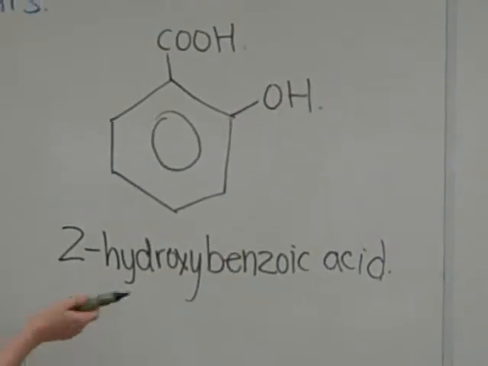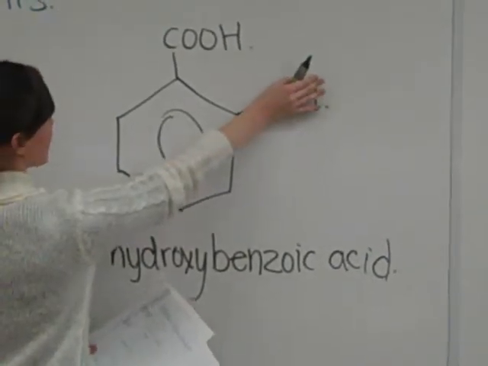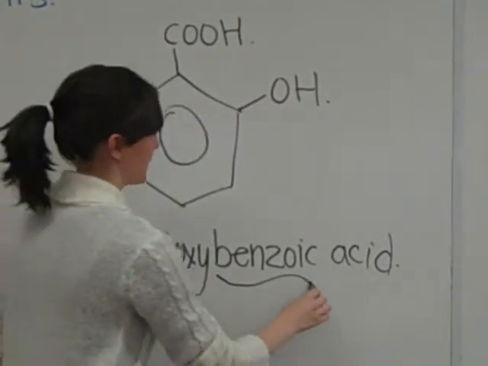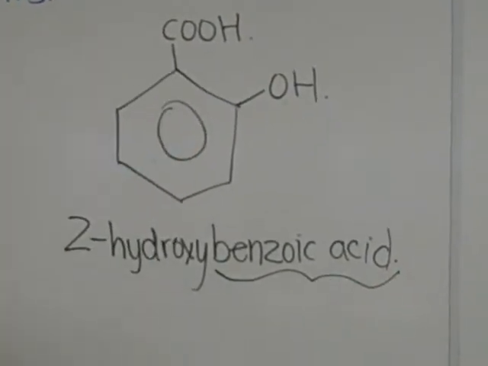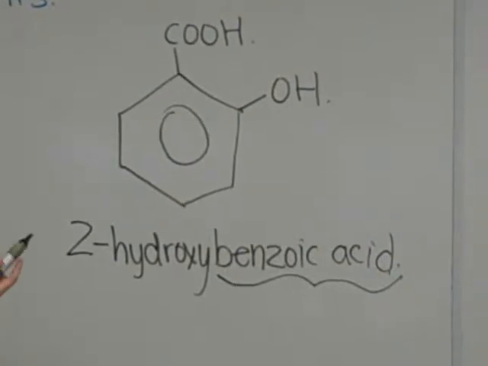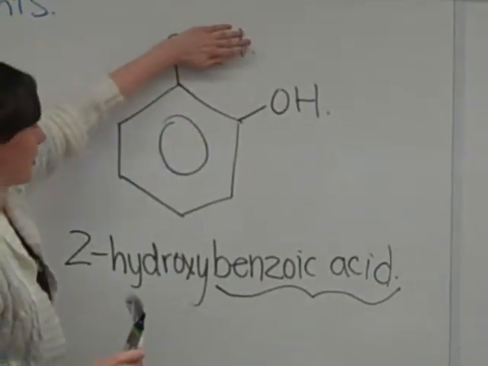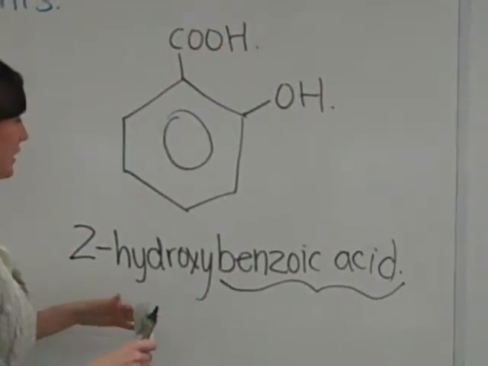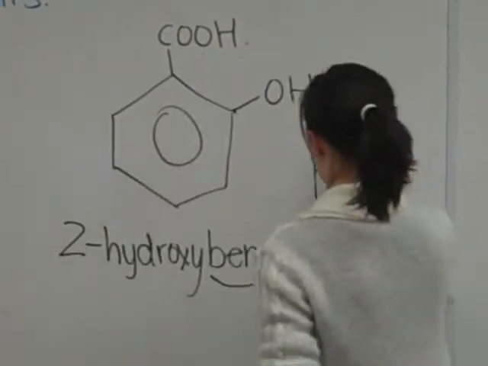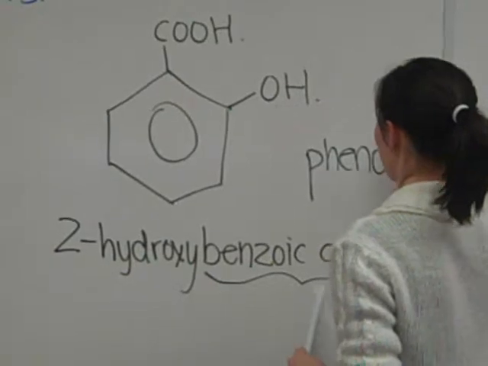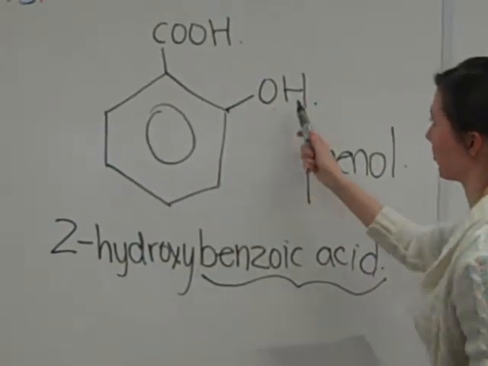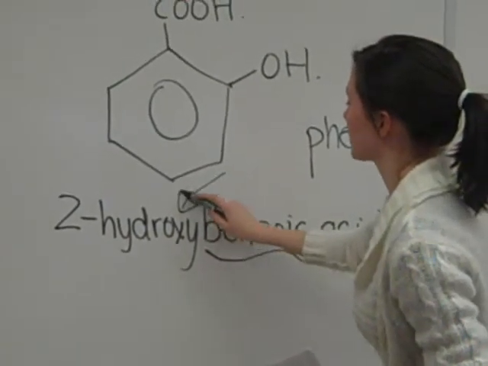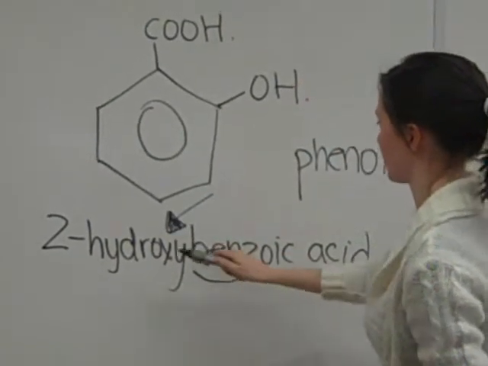Referring to our handout, a benzene ring with just a carboxylic group is called benzoic acid. So this becomes our root. In some cases, for example, if we didn't have a carboxylic acid and only an alcohol, it would be called phenol, and phenol would occur at the end of the compound name. However, in this case, we have both an alcohol group and a carboxylic acid, and the alcohol group goes before this carboxylic acid.